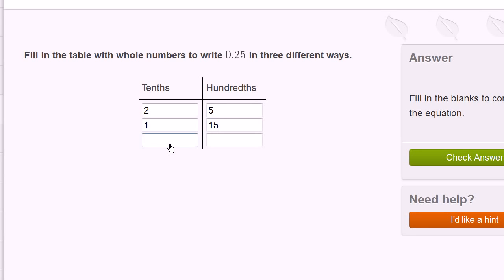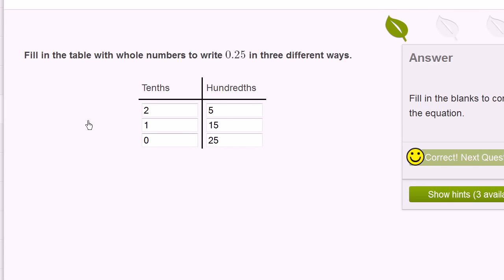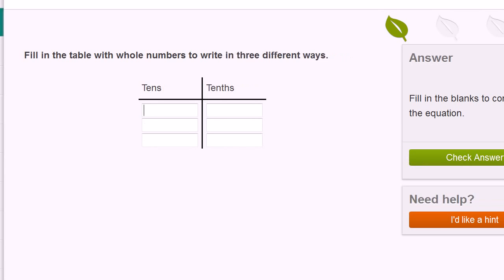Now another way you could do it, you could have no tenths and view it as all hundredths, because 2 tenths is the same thing as 20 hundredths. So 20 hundredths plus 5 hundredths is 25 hundredths. Let's do a few more of these. These are a lot of fun.